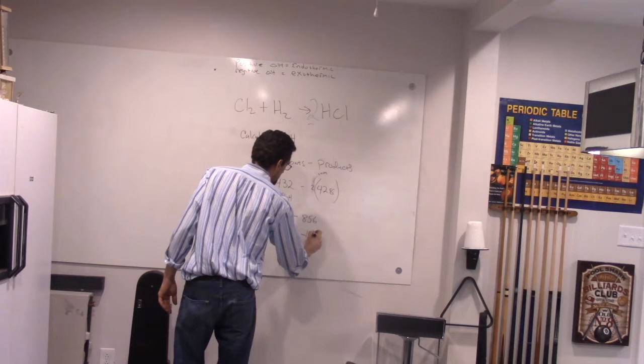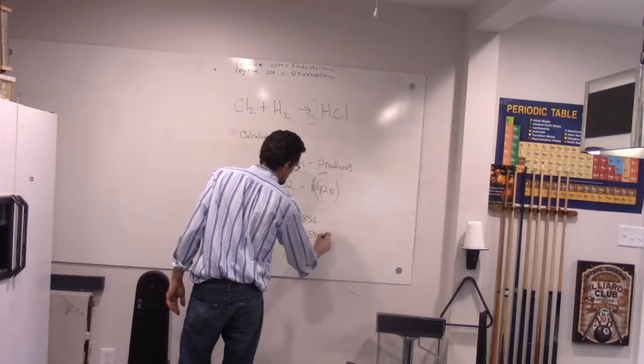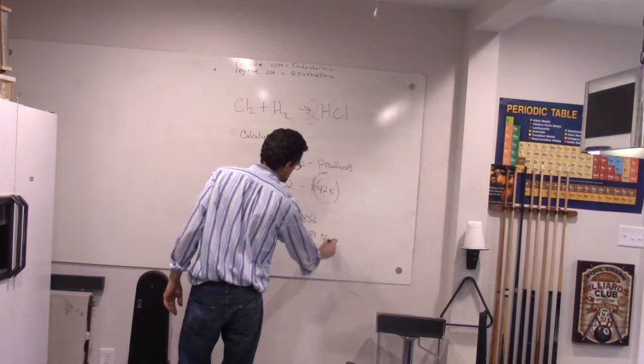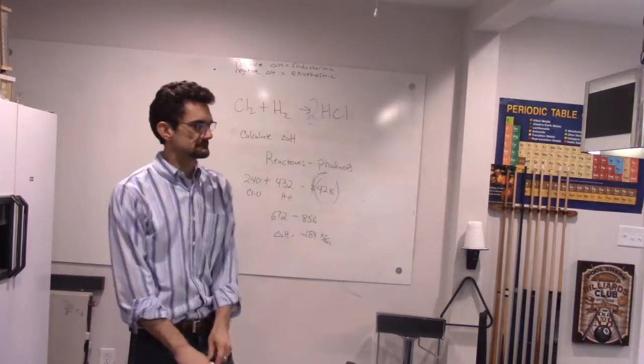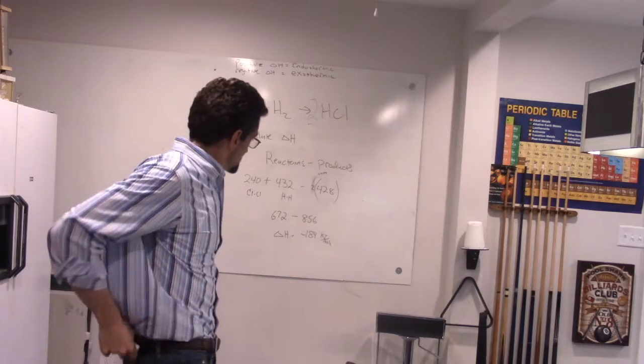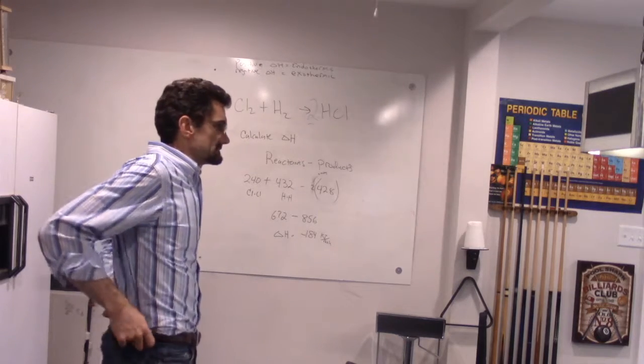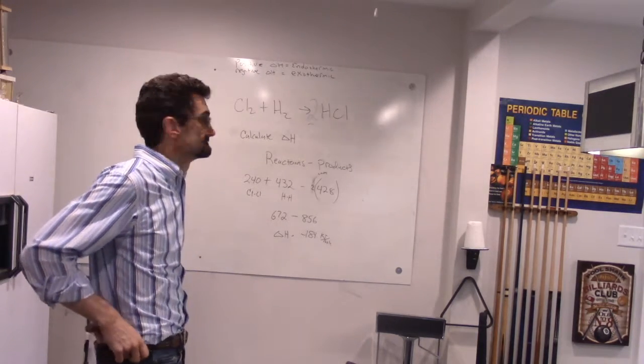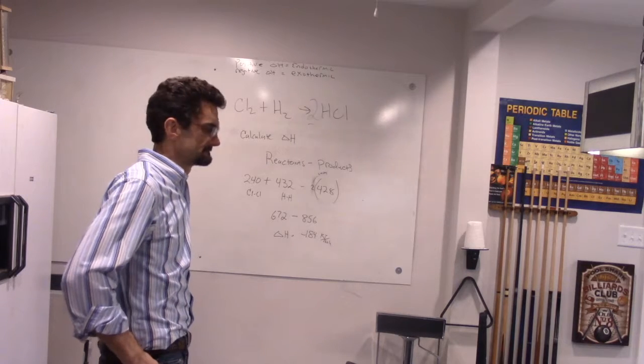Negative 184 kilojoules per mole. Don't you put kJ? The answer is negative 184 kJ. Is it exothermic or endothermic? Exothermic.